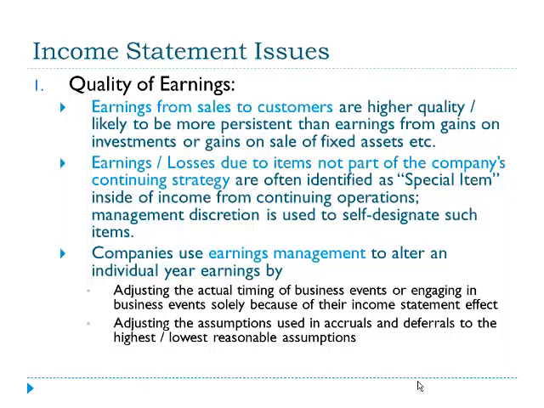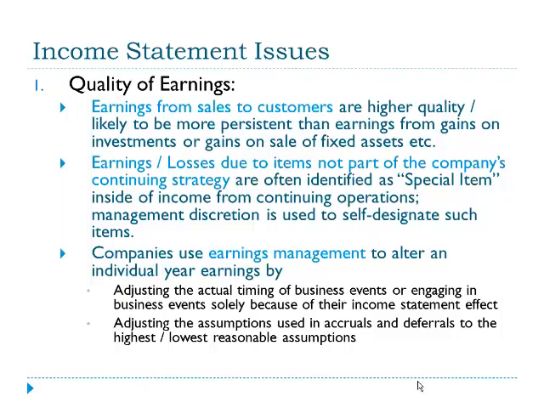Companies may use earnings management to alter an individual year's earnings. Companies use their judgment and can adjust the actual timing of business events or engage in business events solely because of their income statement effect. You can imagine a company that puts on an extra shift in December just to make sure that deliveries take place before the end of the year in order to pump up their earnings. Even though that didn't actually increase their orders, it just helped them to get those orders out sooner.